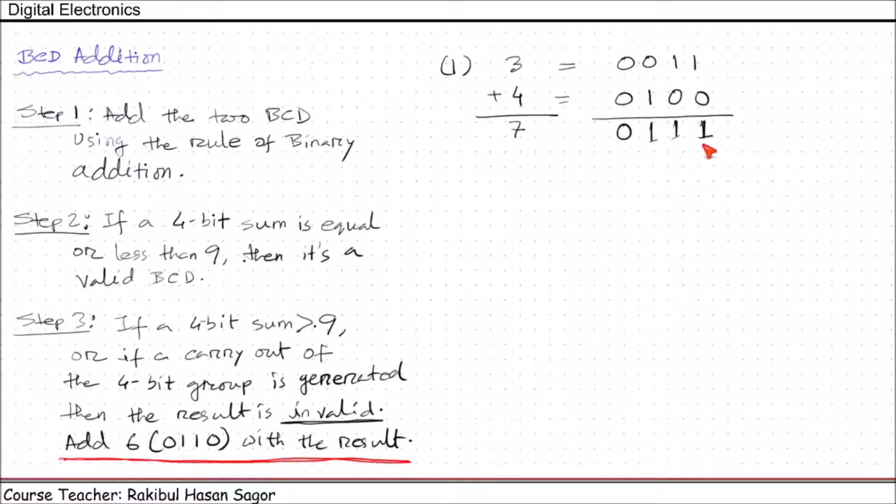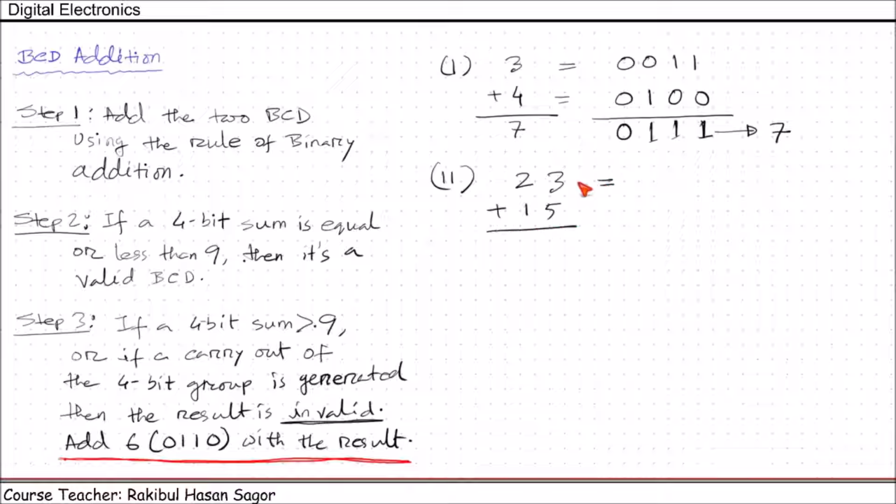Now is this a valid BCD? This is obviously a valid BCD because this is not greater than 9. So the corresponding decimal value of 0 1 1 1 is 7. So if we add these two BCD numbers, we'll get the result equal to 7. Now let's see another example. Suppose we want to add 23 plus 15. What will be the result? I'll write the result later on.